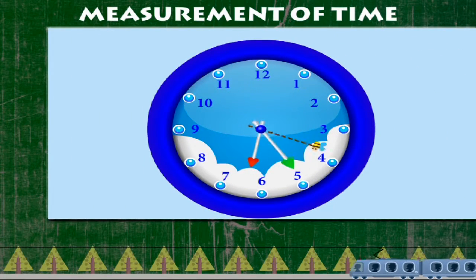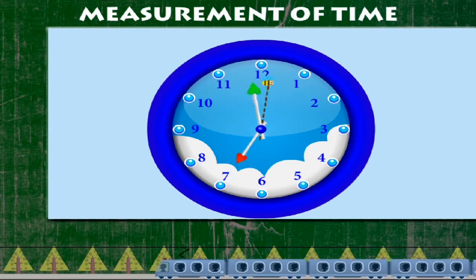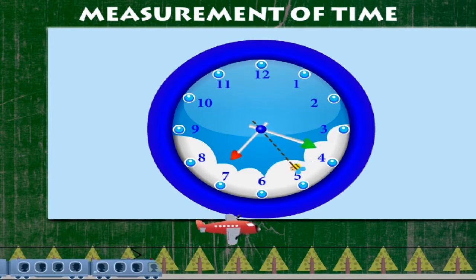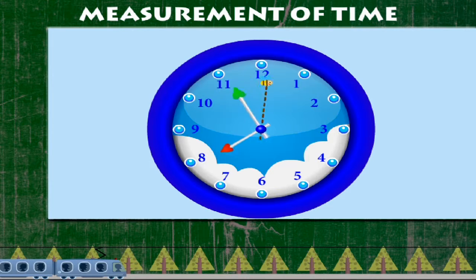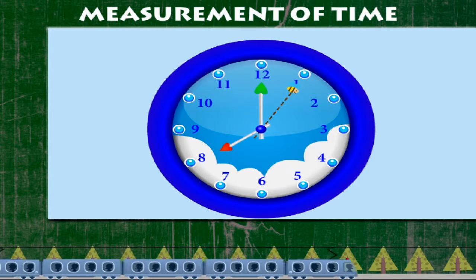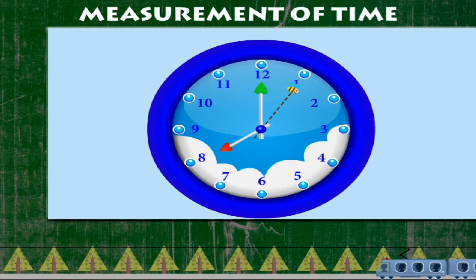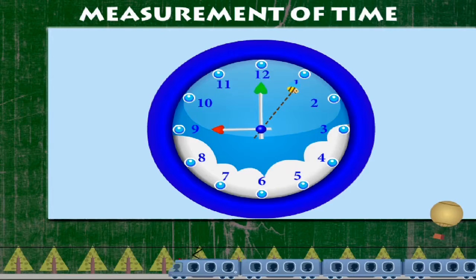Measurement of time. The clock and the watch tell us time. It is 7 o'clock in the clock. The minute hand takes 1 full round to complete 1 hour. It is 8 o'clock now. Each quarter hour is 15 minutes. 2 quarter is half an hour. So, after 60 minutes, it is 9 o'clock.